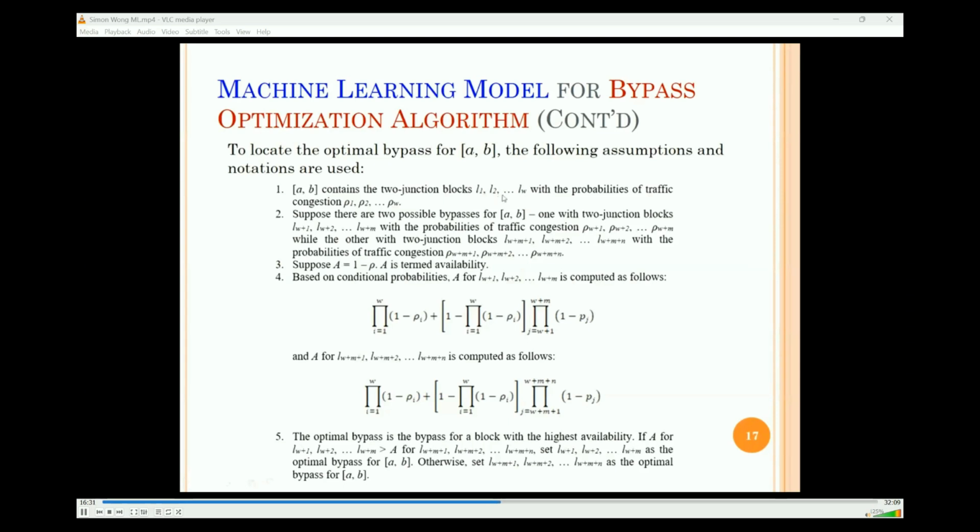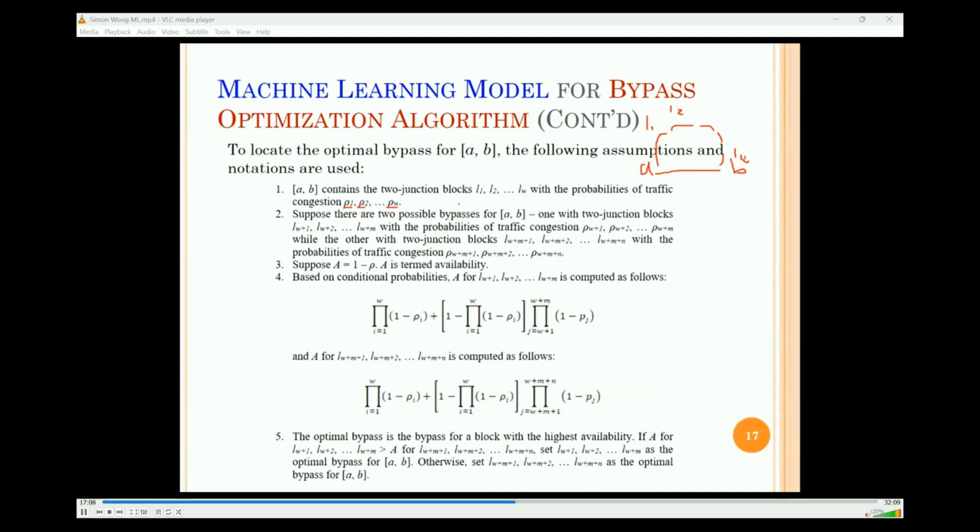So you can think about this here between A and B. You have these two junction blocks. I call this L sub 1, then another block L sub 2, and so on, up to many two junction blocks. And finally there's L sub W, with the probabilities of traffic congestion: rho sub 1, rho sub 2, up to rho sub W.